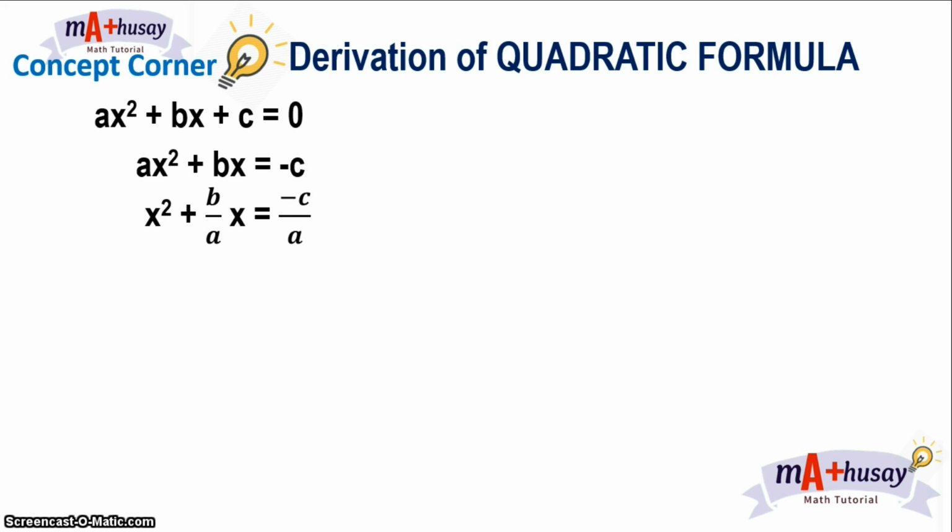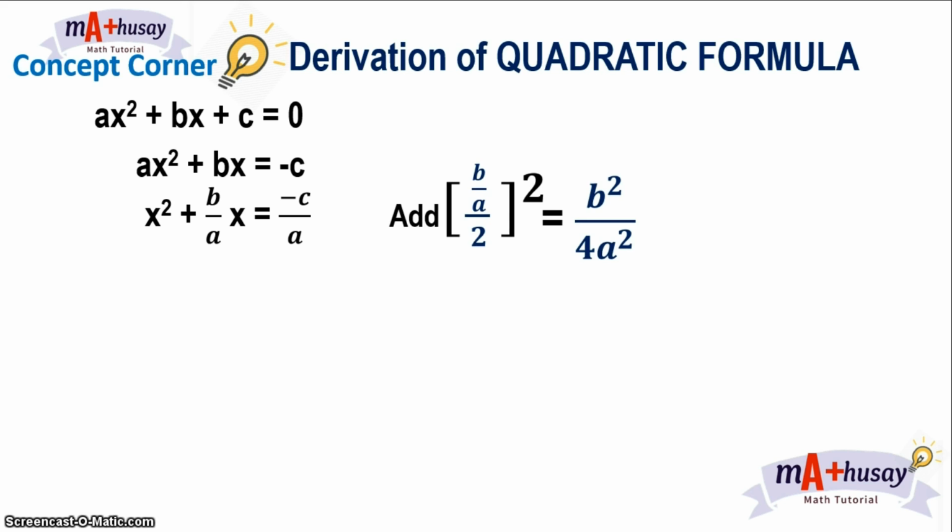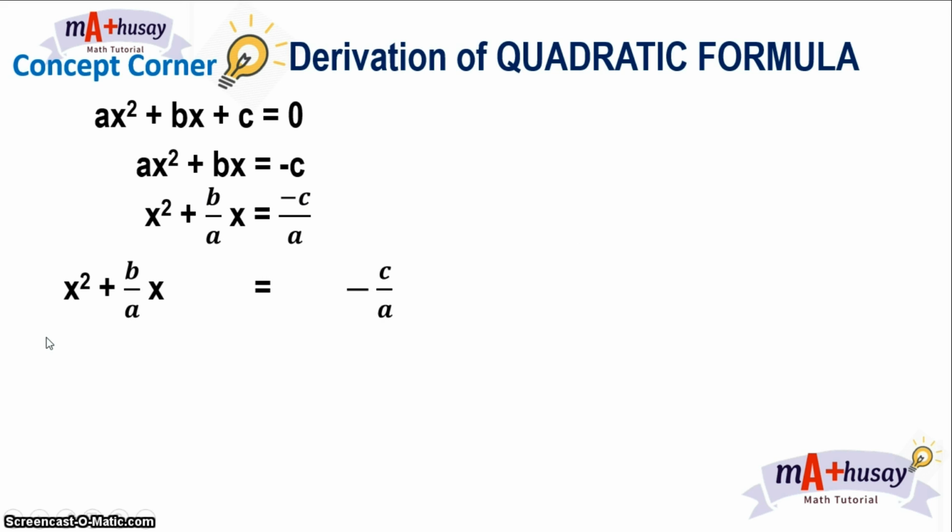Now we get the numerical coefficient of x, which is b over a, and then we'll get the half of it. After that, we square it. So the numerical coefficient of x is b over a. When you get the half of it, you will have b over 2a, and then you square it, you will have b squared all over 4a squared. So this value, b squared over 4a squared, will be added to both sides of the equation to form a perfect square trinomial. So, let's add b squared over 4a squared to both sides of the equation.